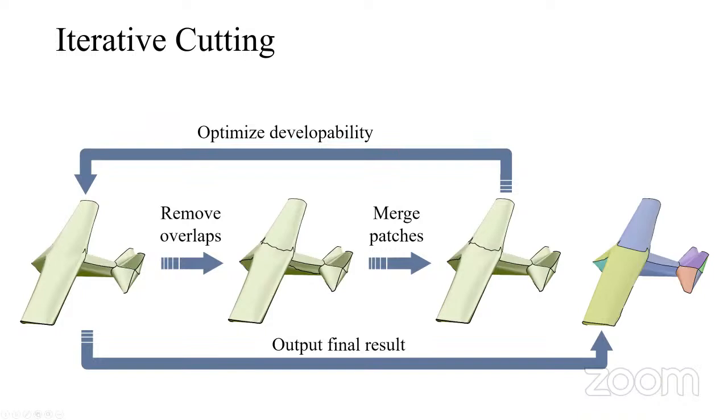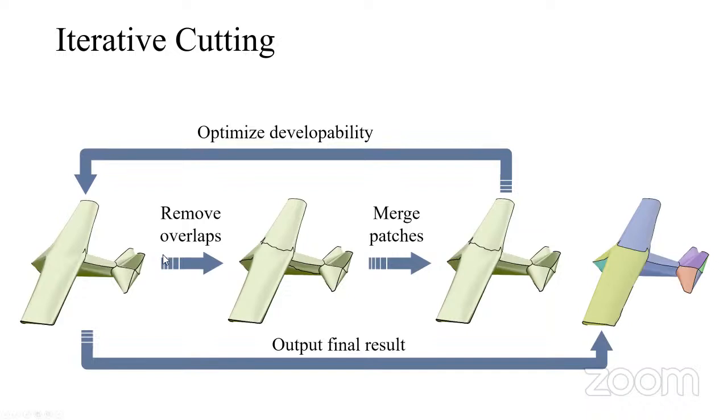After obtaining the initial cut mesh, we propose an iterative partition method to get the final piecewise developable approximation. Each iteration has three steps. The first is a discrete developability optimization step to reduce the Gauss curvature to approach zero. Then the second is to remove overlaps. As we know, each patch will be parameterized onto the plane. The parameterization shape may have overlaps.